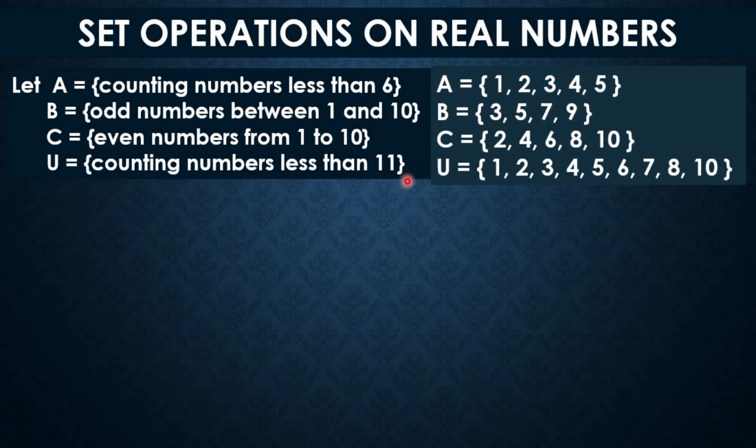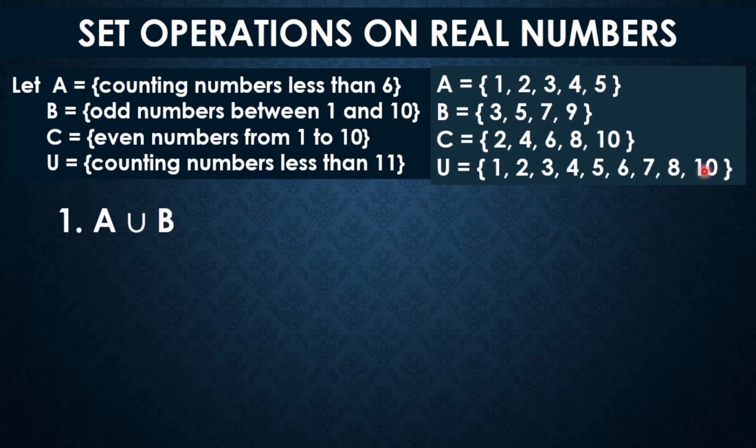So, counting numbers from 1 less than 11, so ibig sabihin, 11 is not included. So, 1, 2, 3, 4, 5, 6, 7, 8, 9, and 10. Okay, so kulang ito ng 9. So, dapat may kasama po siyang 9. Okay? Now, let's have A union B.